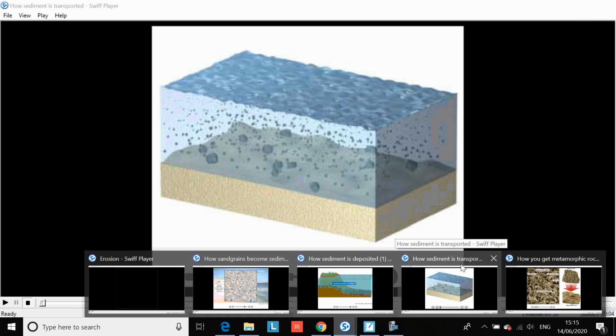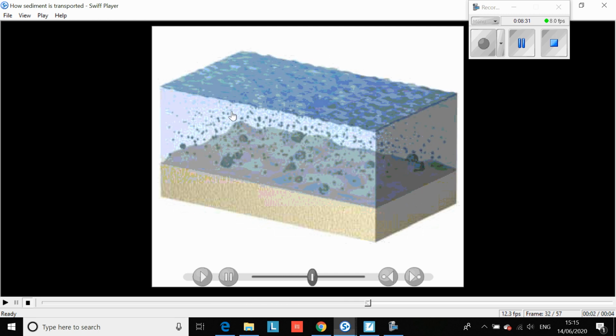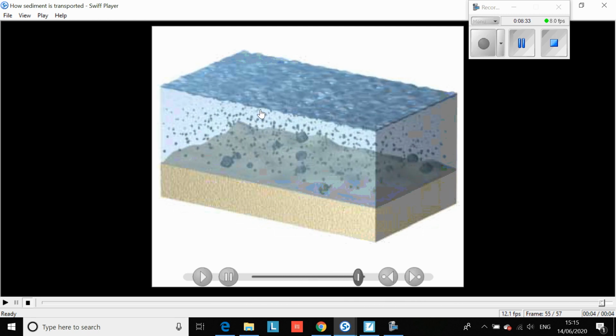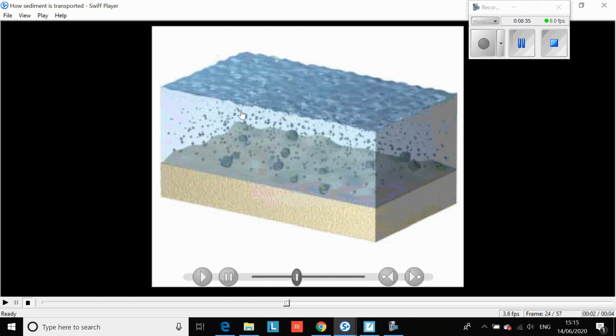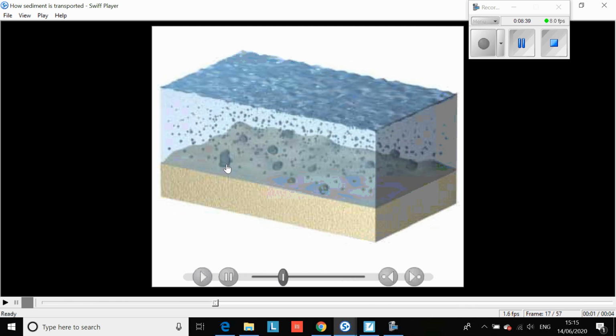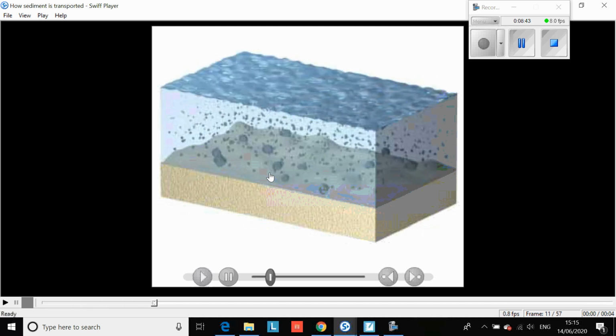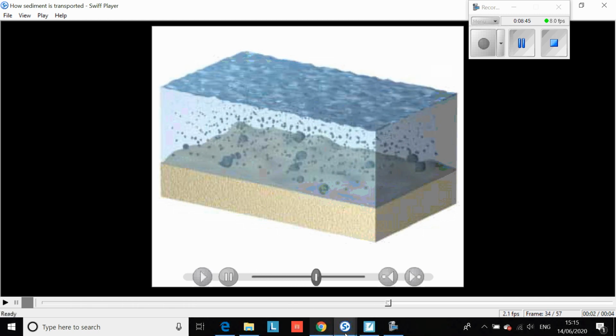And we can see how this happens. If we just play this one, small, tiny bits of sediment, the very small bits of broken rock, can travel quite far in the water because they're quite light. But you can see big, heavy bits of rock tend to sink to the bottom. But either way, they tend to form layers.